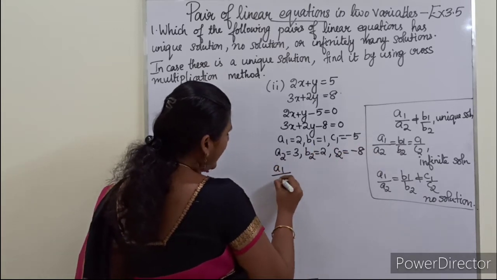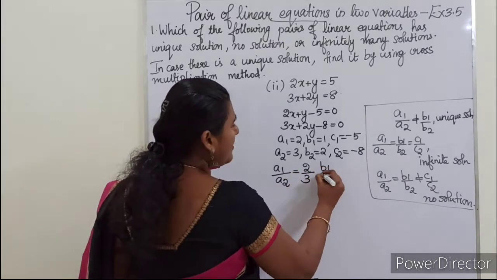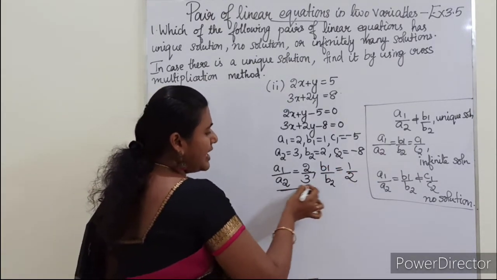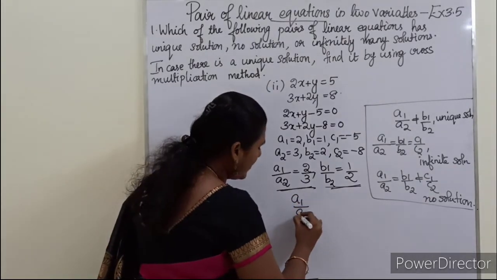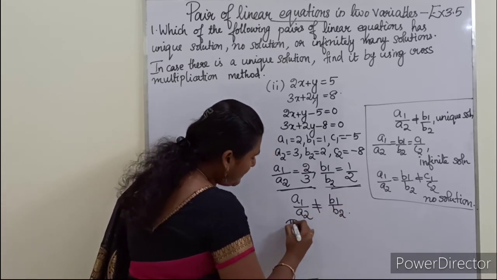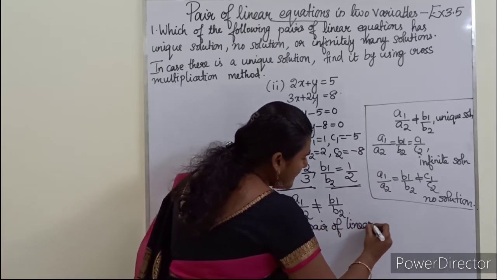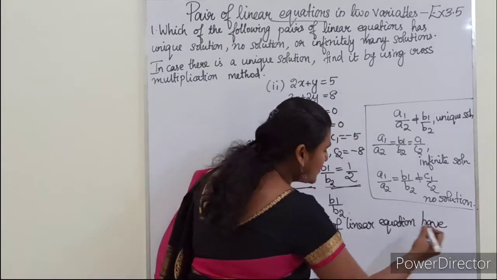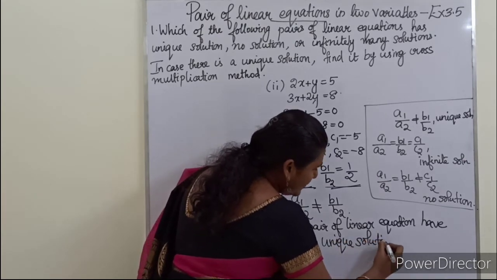Now we will find the a1 by a2 value. a1 by a2 is equal to 2 by 3. b1 by b2 we will find out. b1 by b2 is equal to 1 by 2. So here if you see, a1 by a2 and b1 by b2 are not equal. So we can write a1 by a2 not equal to b1 by b2. So we can write that the given pair of linear equations has a unique solution. So we got the unique solution condition. The given pair of linear equations has a unique solution.